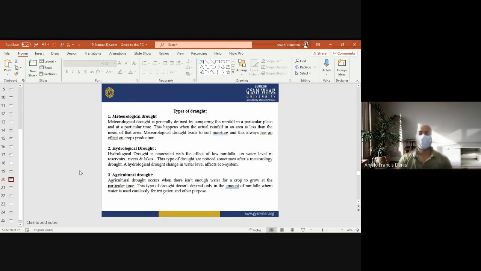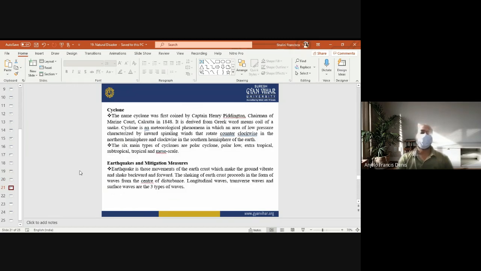Water is the major factor, the role-playing factor regarding crop cultivation. Nowadays, modern facilities are there. Soilless cultivation we can do, but still waterless cultivation is not possible. So we can understand how important water is.